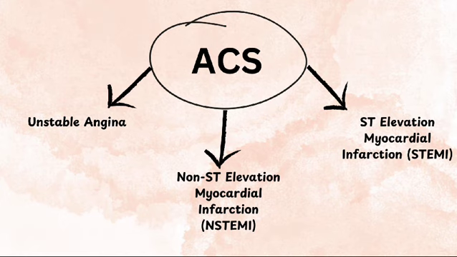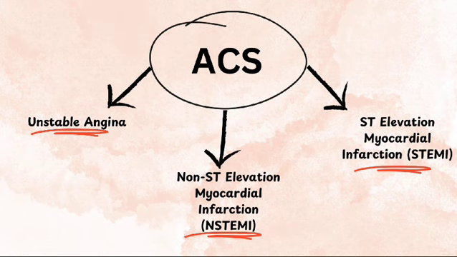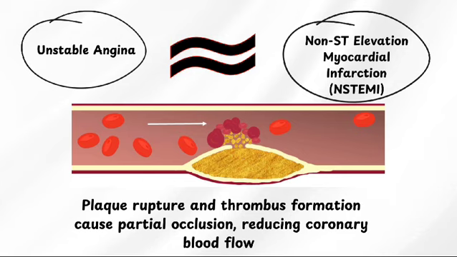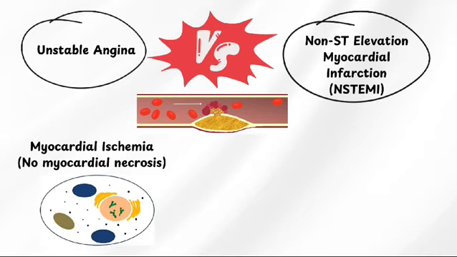Acute coronary syndrome is a broad term for conditions in which blood supply to the heart muscle is suddenly blocked. It includes unstable angina, non-ST elevation myocardial infarction, NSTEMI, and ST elevation myocardial infarction, STEMI. Unstable angina and NSTEMI happen when the thrombus partially occludes the coronary artery, reducing myocardial blood flow without completely blocking it. Unstable angina occurs when blood flow to the heart decreases. It's not severe enough to cause cell death. The damage is reversible if blood flow is restored quickly, so it requires immediate medical attention.